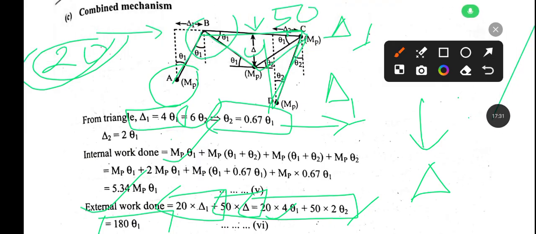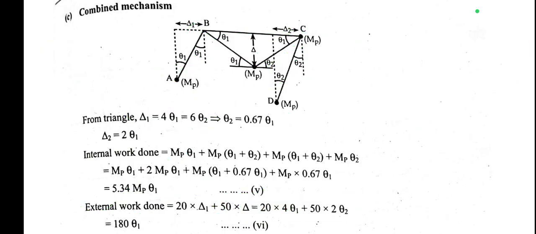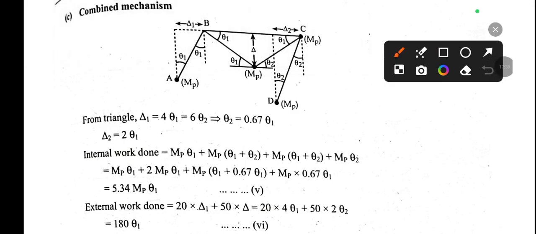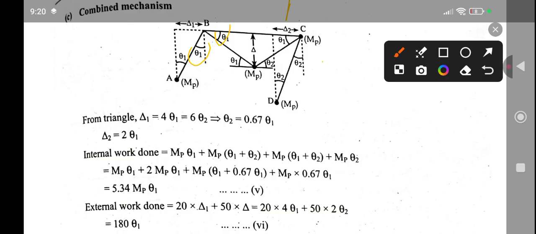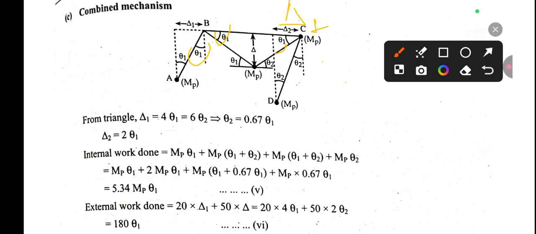So first remove this, then you can easily understand. For the internal work done, you can see here, in this case, this is theta 1, here this will be same, and here in this case there is a mistake written. Just make a correction: this is delta 1 and this theta 1 is theta 2, not 1, this is 2. In the place of delta 2 we have to write here delta 1, and in the place of theta 1 we have to write here theta 2.